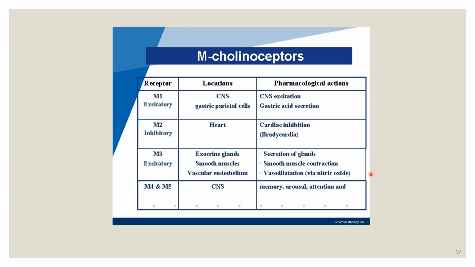M4 and M5 are present in the CNS. They are helpful for memory, arousal and attention. So these three are important: M1 in the CNS and gastric parietal cells, M2 in the heart, M3 in the exocrine glands, smooth muscles and vascular endothelium.